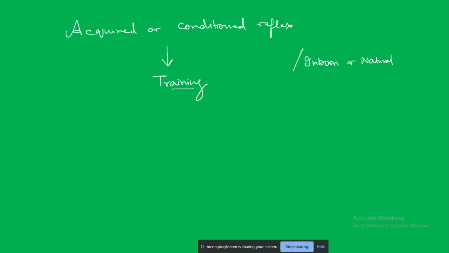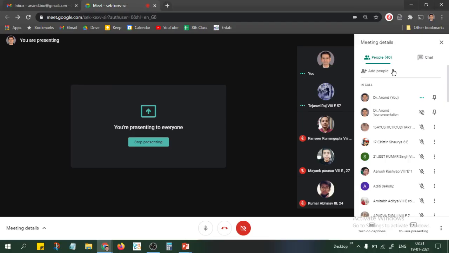Now for example, suppose you see a tiger or lion, a dangerous animal, and when we are looking at the dangerous animal, we run from that situation. Either we run or we will freeze. There are two things that will happen. So that kind of reflex, would you say it is acquired or natural? Sir, natural. It will be natural.